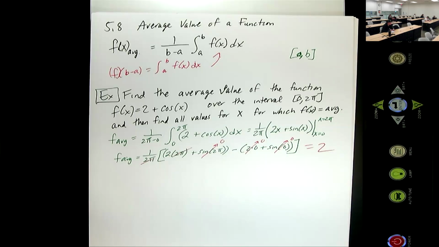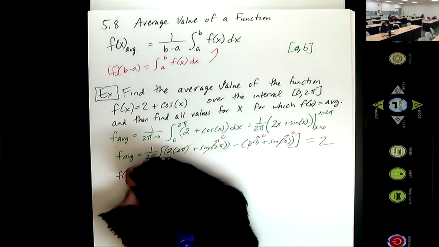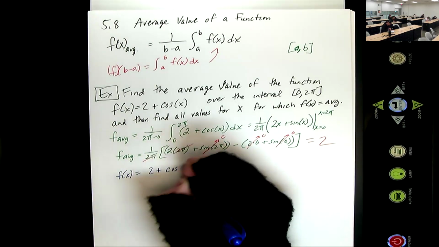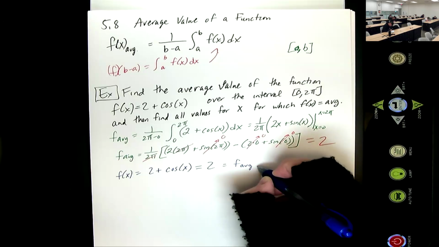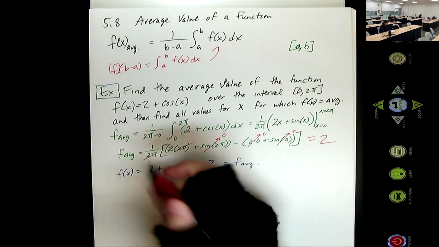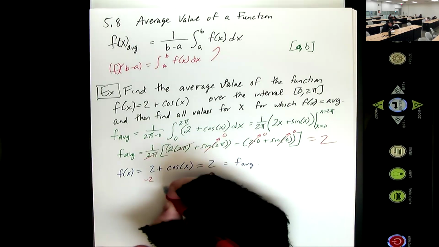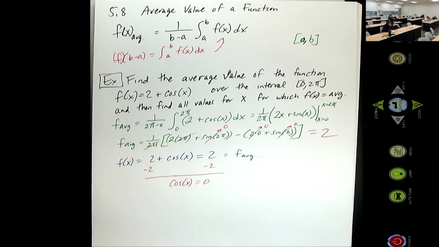So we want to know what values of x have this value for f of x. So for part B, we're going to take f of x equals 2 plus cosine x and set it equal to 2, which is the average. Subtract 2, we get cosine x equals 0. And where is cosine x equals 0 on 0 to 2 pi? Average. It's very average. Yep.